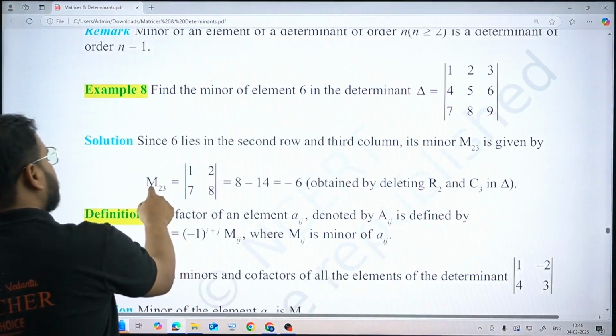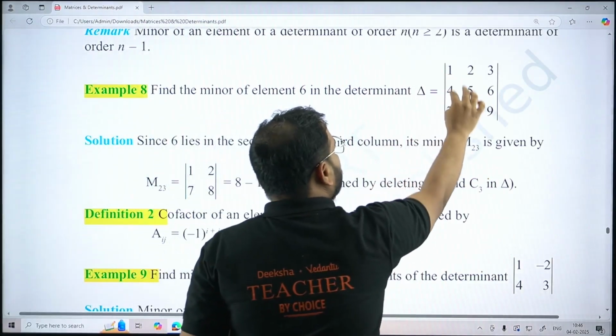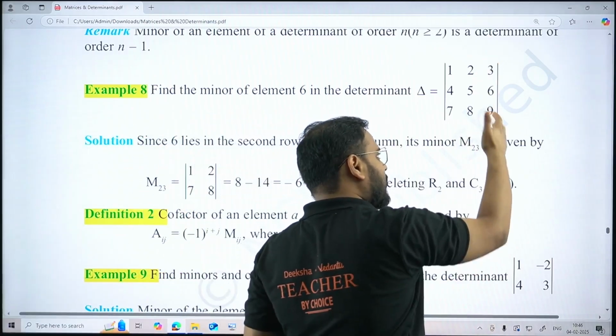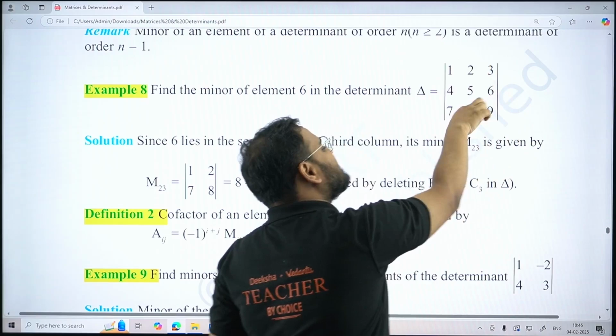Where is it? M23, sir. What is that going to be? 1 2 left and 7 8 left. How come, sir? Cancelling the third column and second row. 1 2 is here, 7 8 is here.